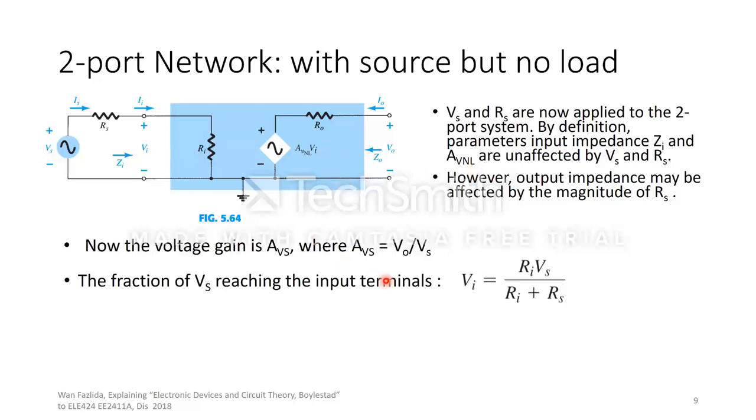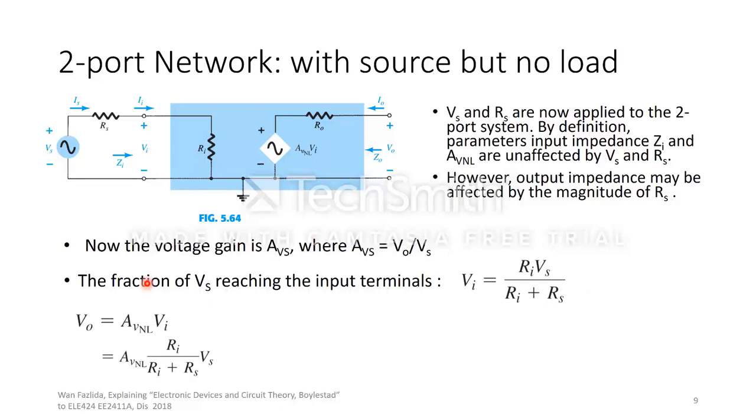So the fraction of VS reaching the input terminals V in is again given by the voltage divider rule, where V in is equal to R in over R in plus RS, because R in and RS are in series, multiplied by the total voltage drop across them, which is VS. So we have this expression: V in is equal to R in over R in plus RS times VS.